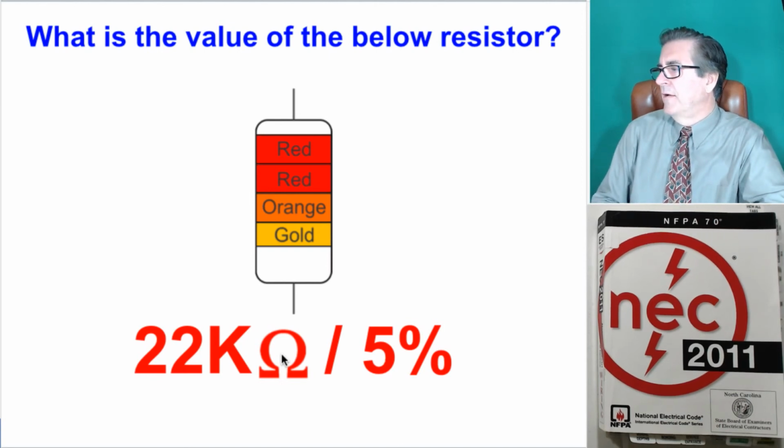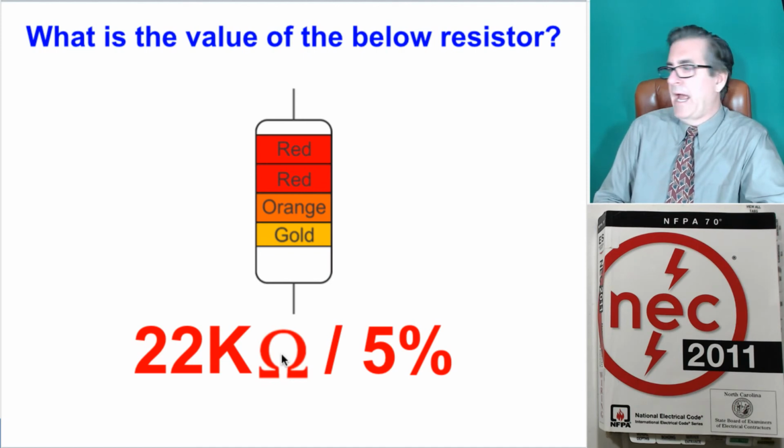22K at 5%. That tells me right there that the first value, red, is 2. The second value, red, is 2. And then the orange tells me that it is multiplied by 1,000, because it's got K there. So it could be 22,000 or 22K. And then gold tells me there's a 5% tolerance.